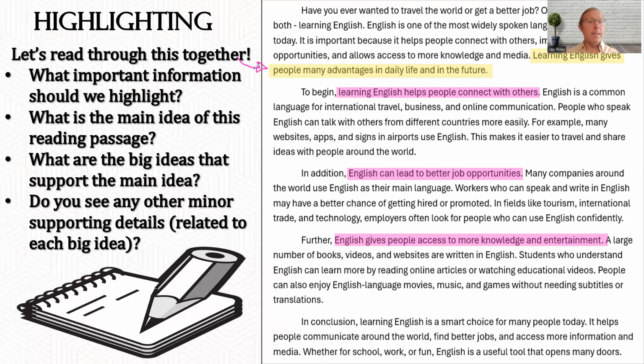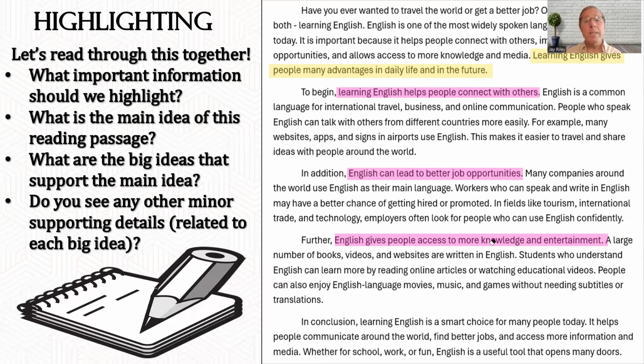And if I see that right there, that last sentence of that introduction, that's my thesis statement. It's my argument or the main idea of the whole essay, which is that learning English gives people many advantages in daily life and in their future. So if I was going to highlight one thing, that's something I would highlight. Now, I want to know, what are examples of this? All right, so I can look here. It helps to connect people with others, leads to better job opportunities, and helps us access knowledge and entertainment.